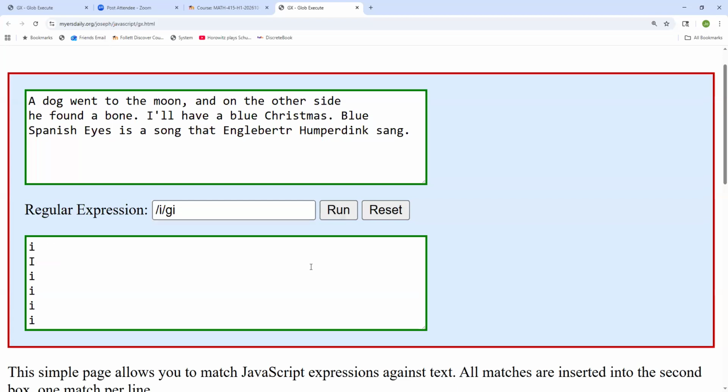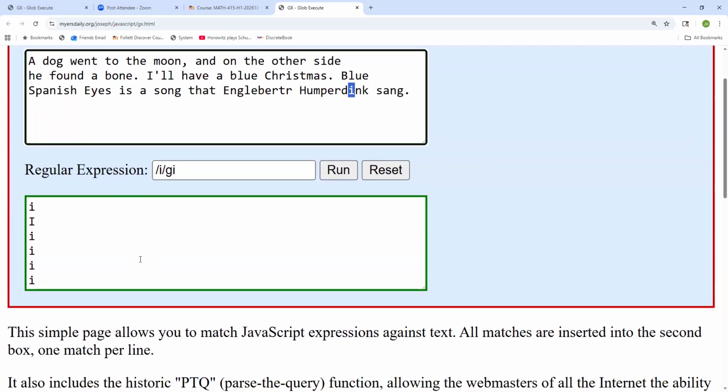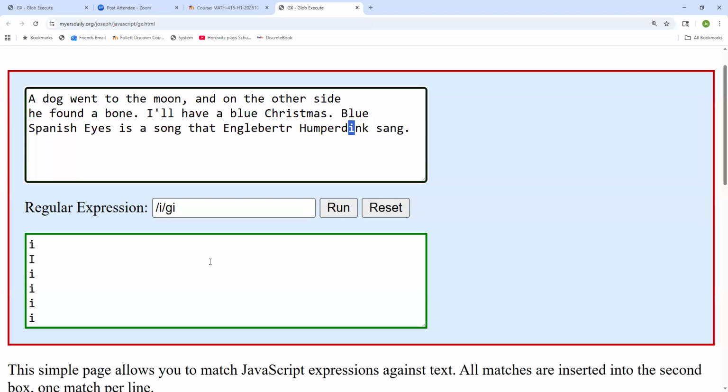So if I run that, it'll find, well, there's a lot more I's than I even realized were there. It found this I, which is capital. It found this I. It found this I. And it found this I. So there it found all those different I's.